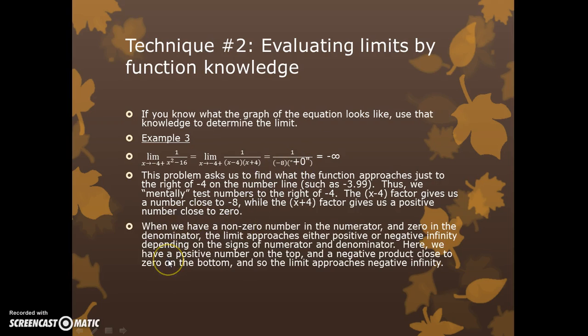When we have a non-zero number in the numerator and 0 in the denominator, the limit approaches either positive or negative infinity depending on the signs overall of the numerator and denominator. So notice we have a positive number on the top and we get a negative number overall when we look at that total product on the bottom, but it's a negative number that's close to 0. So positive on the top, negative product close to 0 on the bottom, so the limit approaches negative infinity.